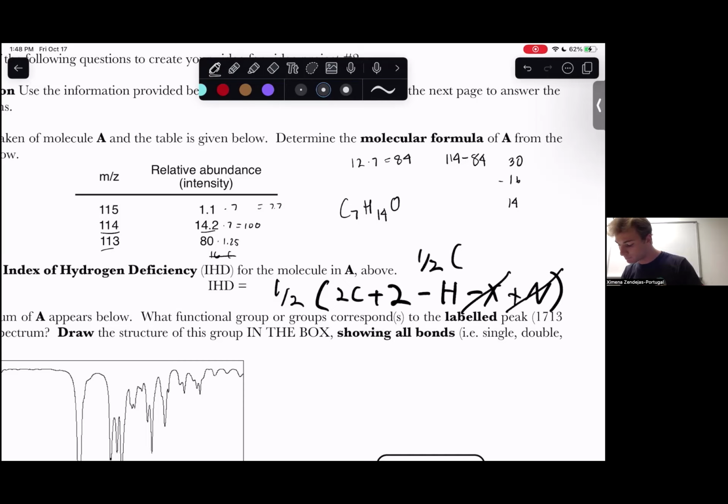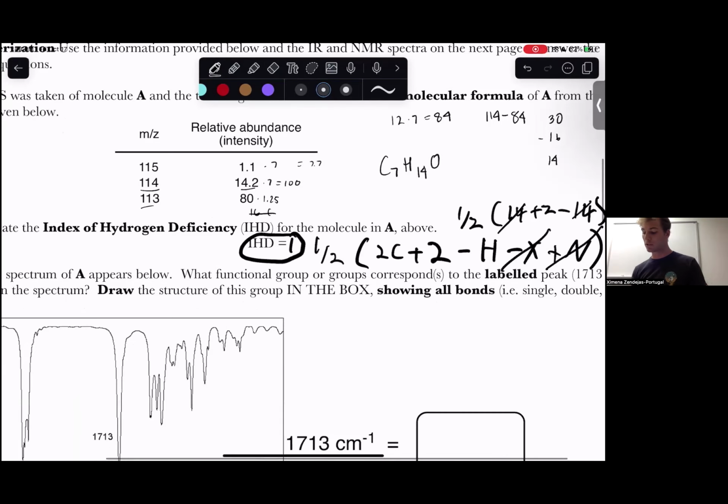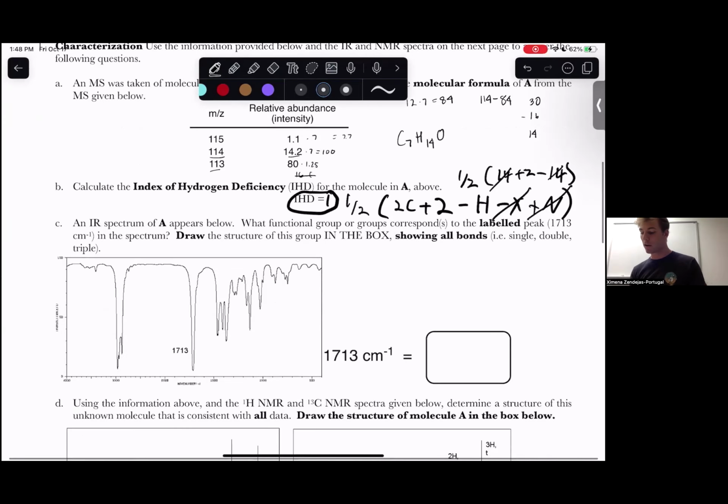1/2 of 14 plus 2 minus 14. So these are going to cancel out, and we're left with half of 2, and that's going to be 1. So this is our index of hydrogen deficiency. That's going to tell us that there's going to be one site where we're hydrogen deficient. So that's either going to come in the form of something like a double bond or a ring.